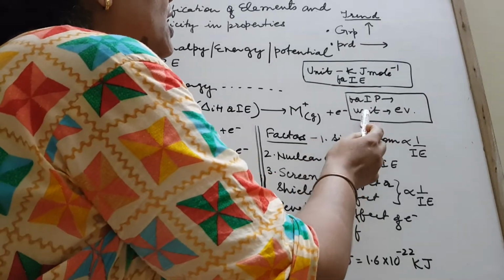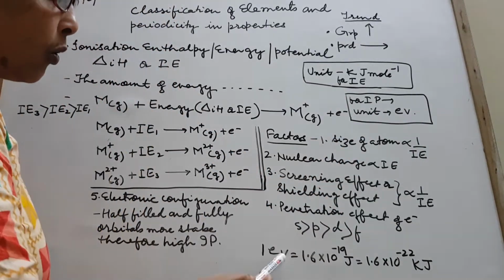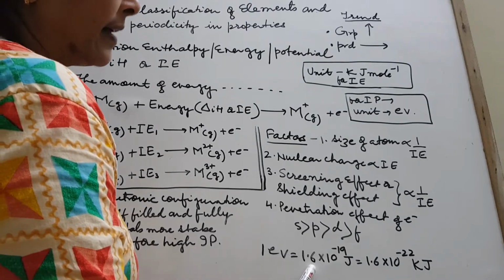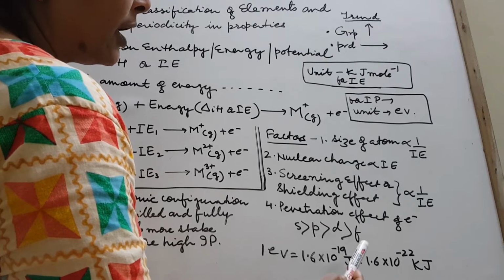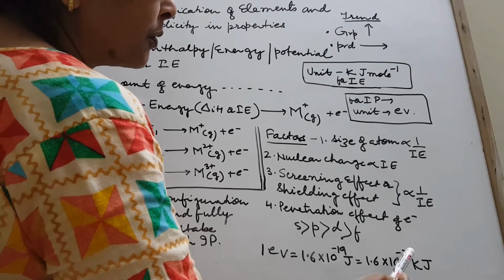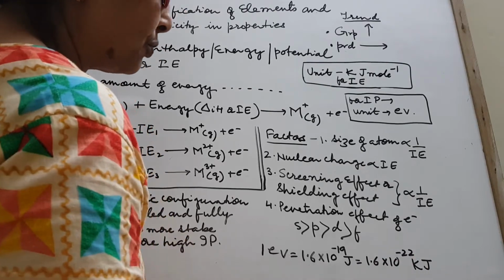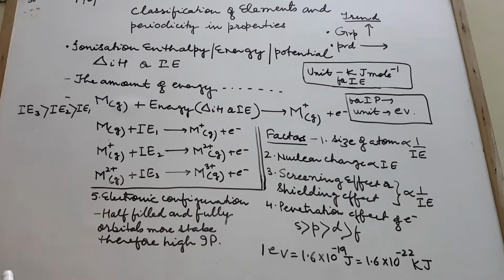That is why you often come across the term ionization potential. So for IP, it was measured in terms of electron volt, and we know 1 electron volt is equal to 1.6 into 10 to the power minus 19 joules, or 1.6 into 10 to the power minus 22 kilojoules. First I am explaining these points which you need to have in your notes.